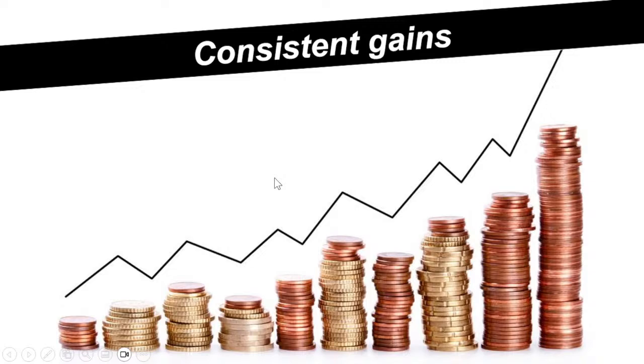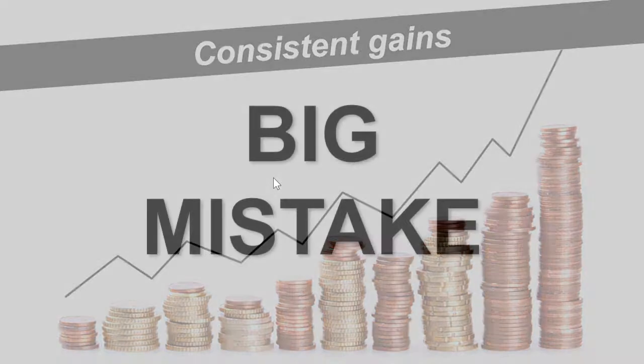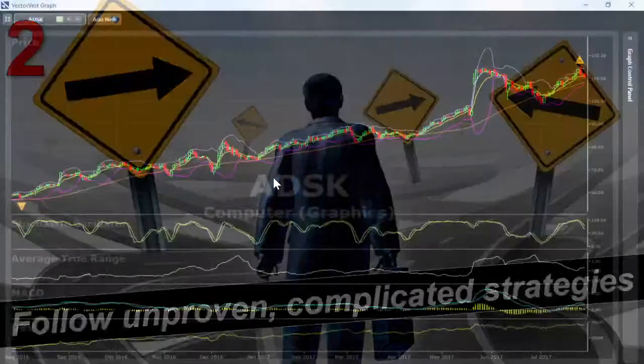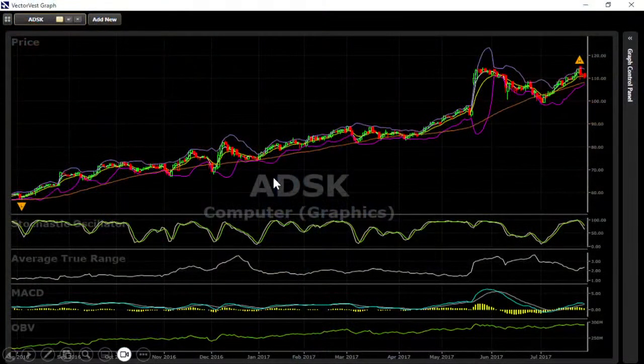Once you start to develop better habits, you'll start to see more consistent gains. Now, there is a big mistake, though, that traders make when first starting to implement short-term trading systems. They follow unproven, complicated strategies. They feel like they need to use 7 different technical indicators and 4 different types of moving averages to identify entries and exits. For some reason, traders who are just starting out trading this way find value in complexity.